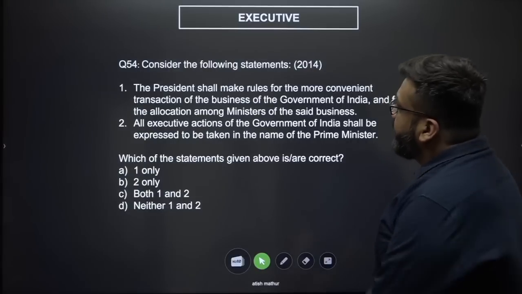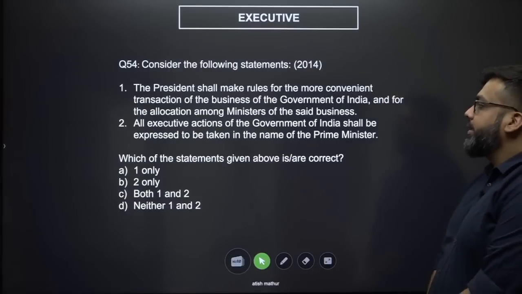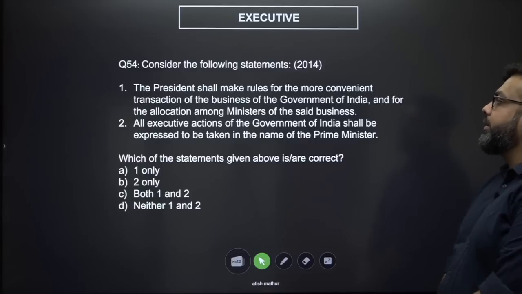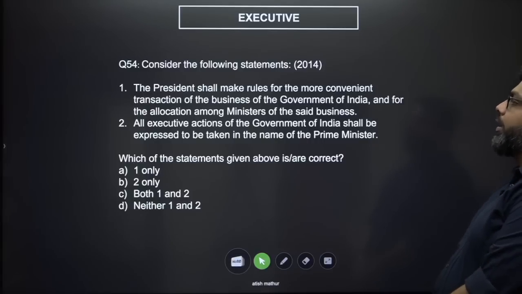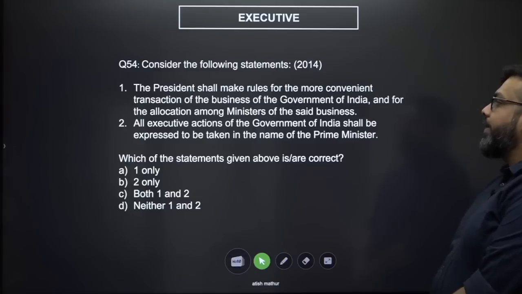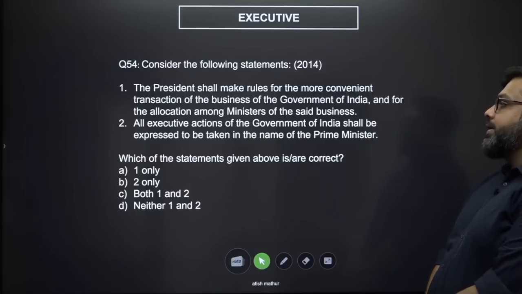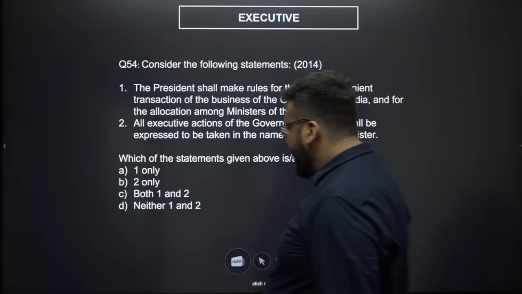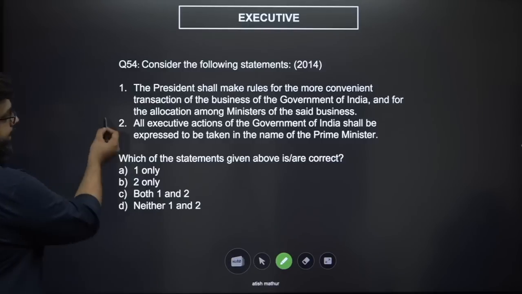Now, next, consider the following statements. The President shall make rules for the more convenient transaction of the business of the Government of India and for the allocation of ministers and of the said business. All executive actions of the government shall be expressed to be taken in the name of the Prime Minister. If the President is the executive head of the country, then why would actions be taken in the name of the Prime Minister? The second is wrong.